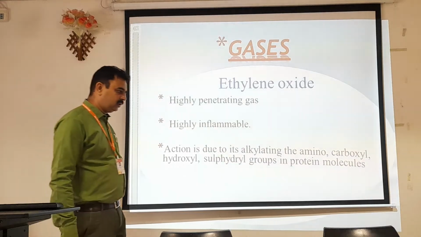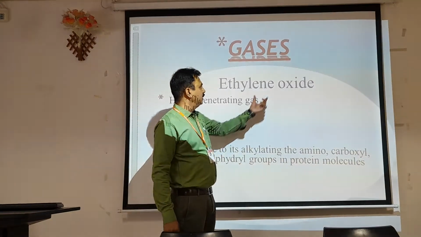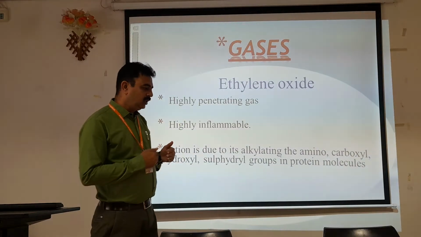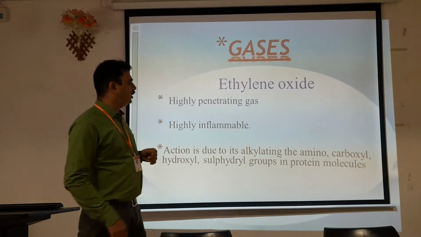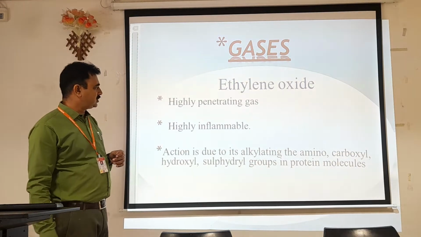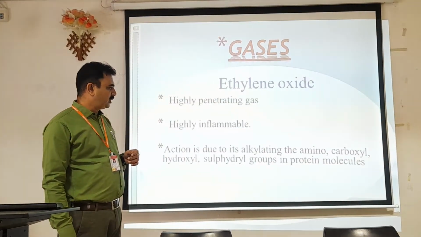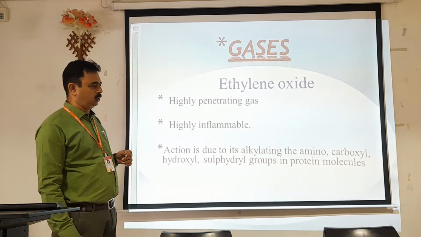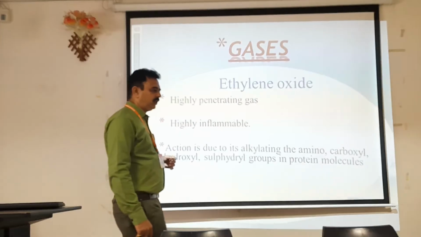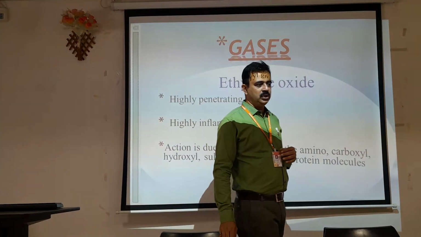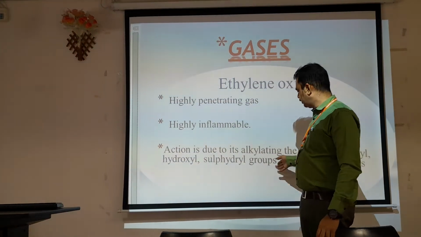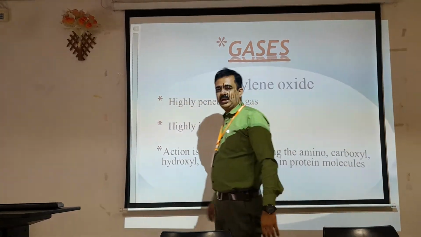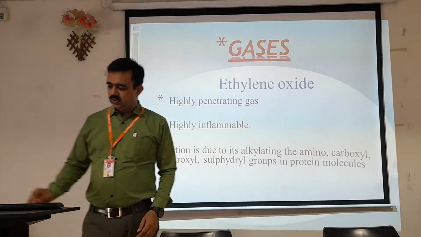Gases. Another most important point that comes into play is gases, and one of the gases being utilized for sterilization purposes is called ethylene oxide. Highly penetrating gas, highly inflammable. Action is due to its alkylating the amino, carboxyl, hydroxyl, and sulfhydryl groups in protein molecules. So ethylene oxide is a particular kind of gas which intermingles with the protein molecules or disrupts the protein structure, and therefore this gas has been extensively utilized for sterilization purposes.